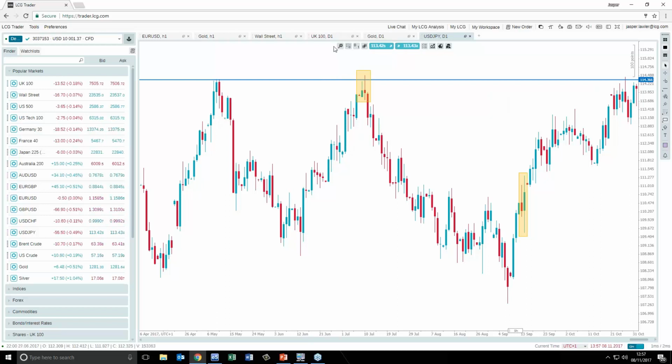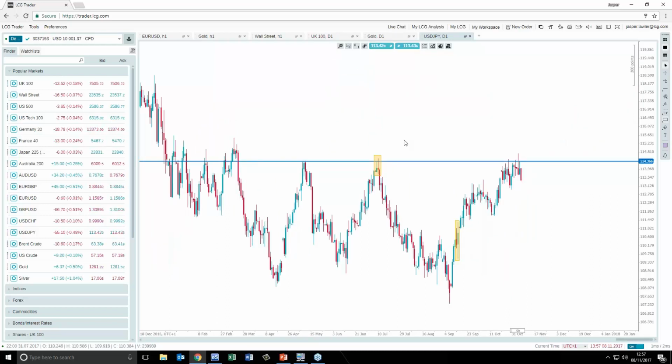So if I zoom this chart out a bit, what I'm doing here makes a bit more sense. We've been in a big range trading scenario in dollar yen for a while now.